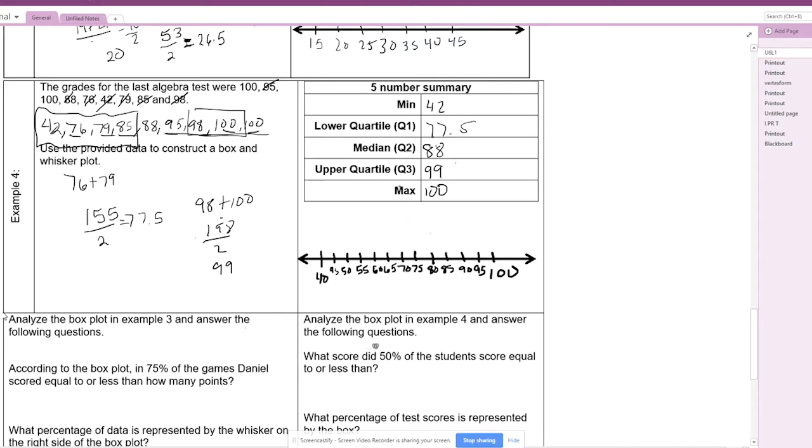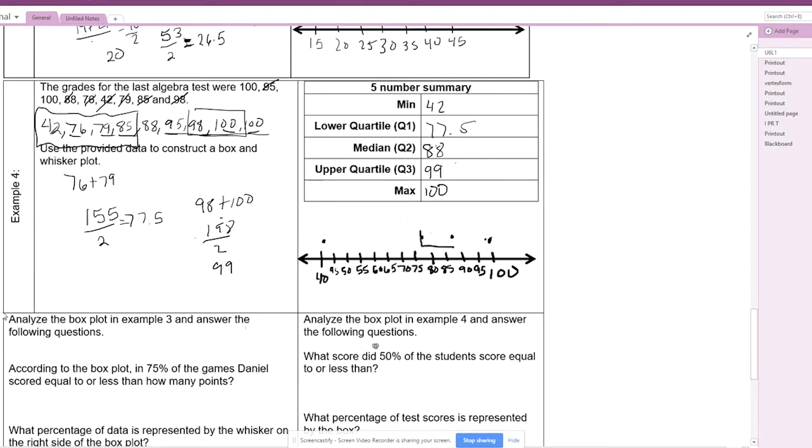Okay, so let's start with 42. That's going to be our min. So we're going to put a point there, just above 40. And then we're going to put a point at our max of 100. And then 88. So that's in between 85 and 90, closer to 90. Then we have 77.5. So that's in between 75 and 80. And then 99. So it's pretty close to that one.